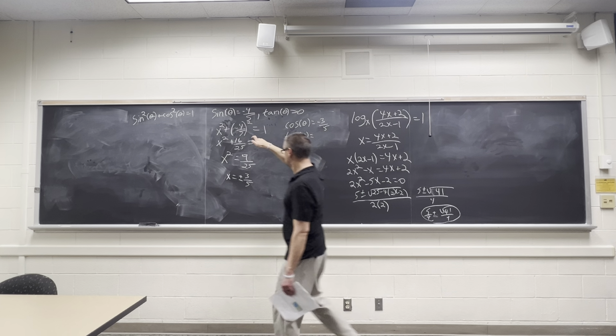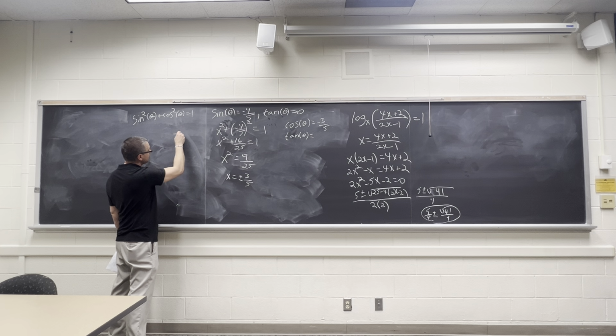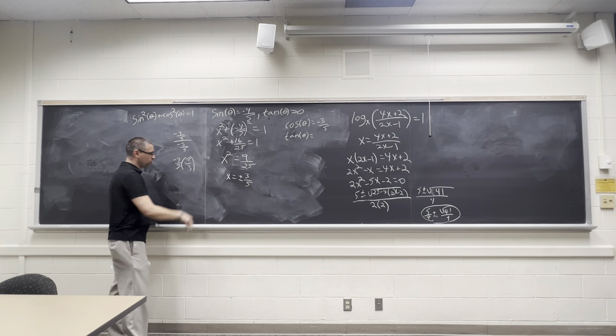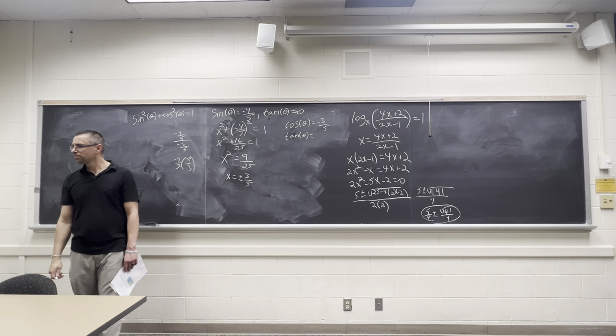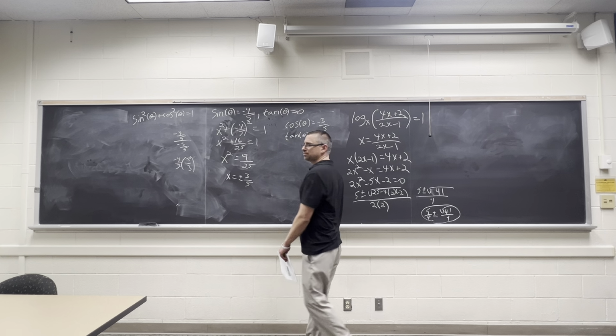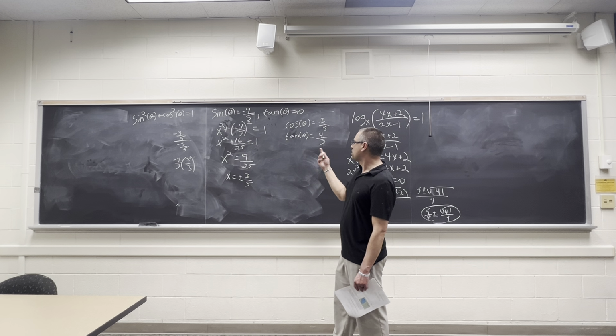The tangent would be sine over cosine, so sine is negative 4/5 over cosine, which is negative 3/5. Divide by a fraction, so that's negative 4/5 times negative 5/3, that's positive 4/3, right? And then the rest, cosecant and secant, are going to have the same sign.